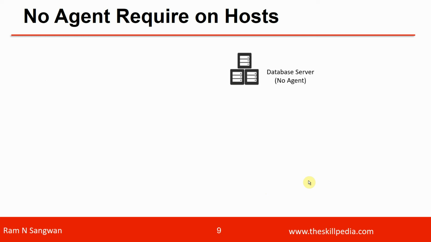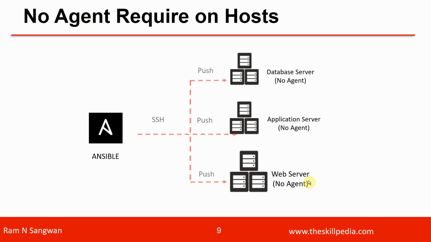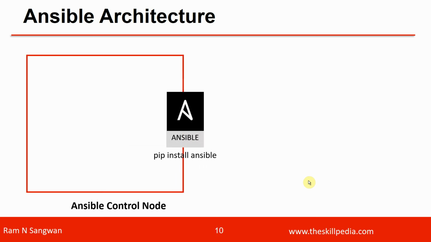No agent required. Point to be noted. This is a database server, for example, no agent. This is application server, no agent. Web server, no agent. Ansible running on control host. As long as you have SSH, you can push the code, push your configuration on the remote machines directly from Ansible. Ansible uses SSH. The architecture of Ansible is we install Ansible on control node or the master node or whatever node you call it, the server, using pip3 install Ansible. Earlier we used to have pip, now it is pip3.